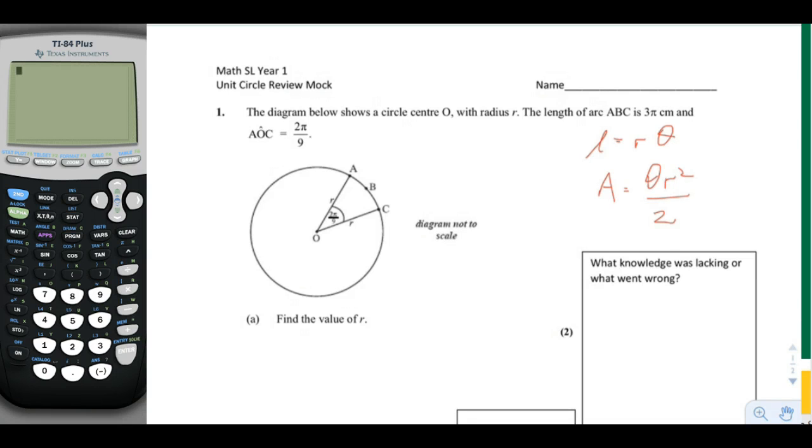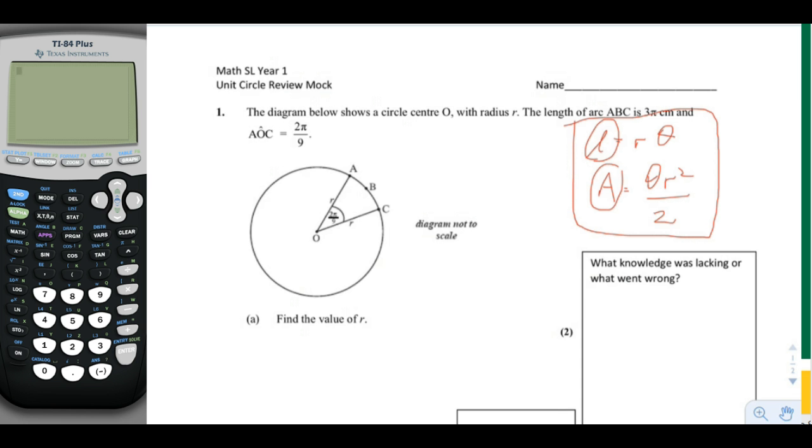Here are the solutions for the mock exam of unit circle. The two formula sheet equations that you need are these. Remember that this L here is the arc length and A is the sector area.